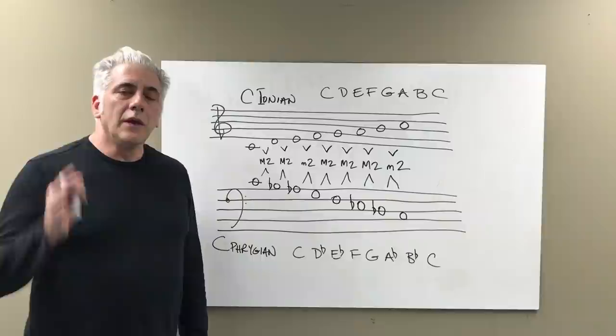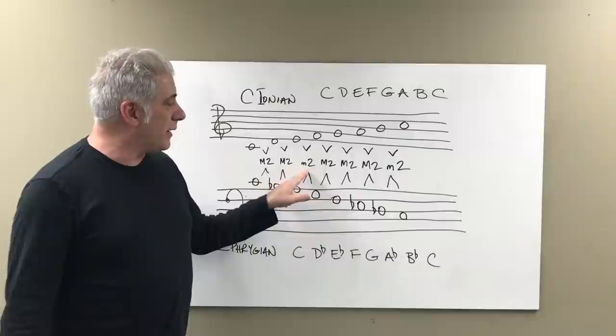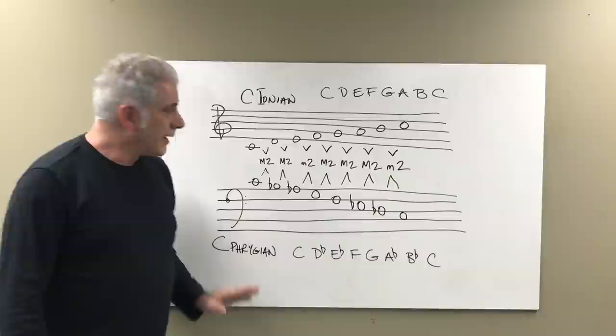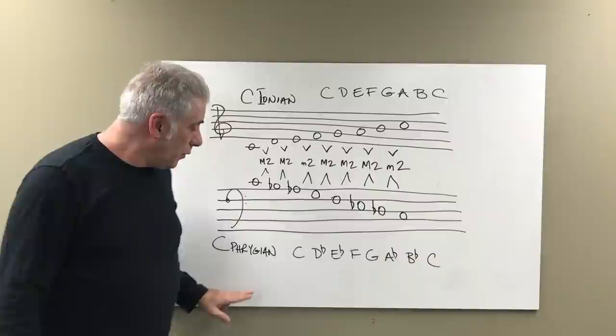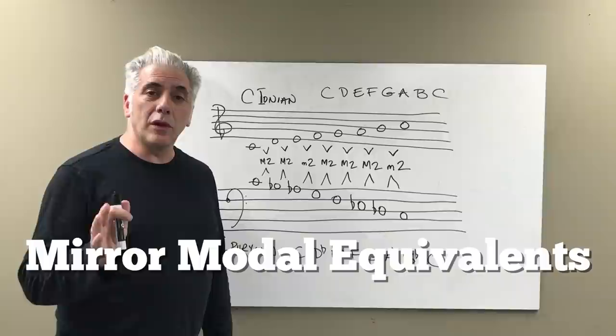The overtone and undertone series are related to a concept called mirror harmony. So here's C Ionian with its pattern: major second, minor second, major second, major second, major second, minor second, okay? That's C through C. If we invert it and do the mirror image of that descending, same interval combinations, major second, minor second, major second, major second, major second, minor second, we get a C Phrygian scale. So Ionian and Phrygian are mirror modal equivalents.